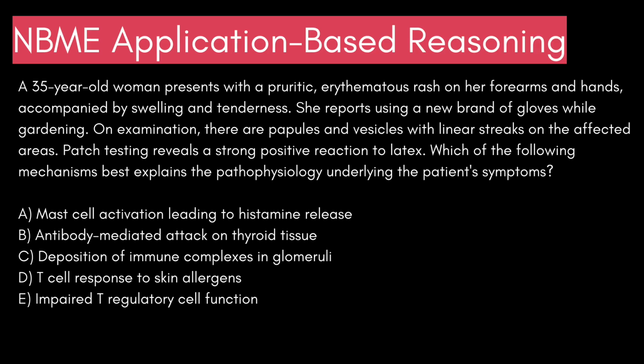A 35-year-old woman presents with a pruritic erythematous rash on her forearms and hands, accompanied by swelling and tenderness. She reports using a new brand of gloves while gardening. On examination, there are papules and vesicles with linear streaks on the affected areas. Patch testing reveals a strong positive reaction to latex. Which of the following mechanisms best explains the pathophysiology underlying the patient's symptoms?